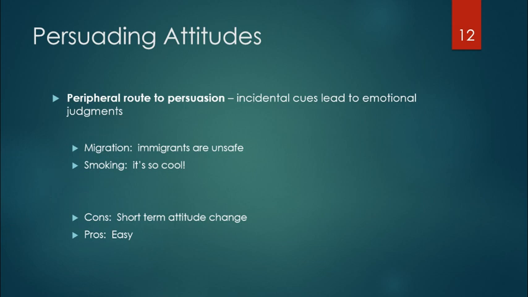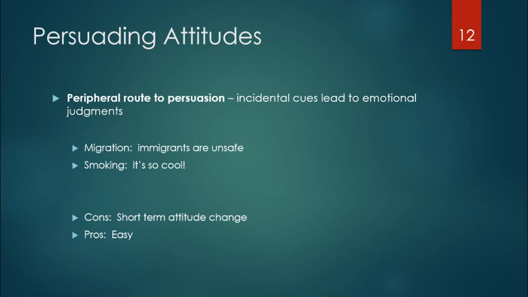We'll give some examples here to make this a little more clear. So with the issue of immigration, if you think that immigrants are unsafe, that is sort of one of those emotional snap judgments. That is a very easy emotional argument to make, and it does not necessarily rely on facts, figures, and data. It's sort of an emotional way to persuade someone and their attitude on that particular topic.